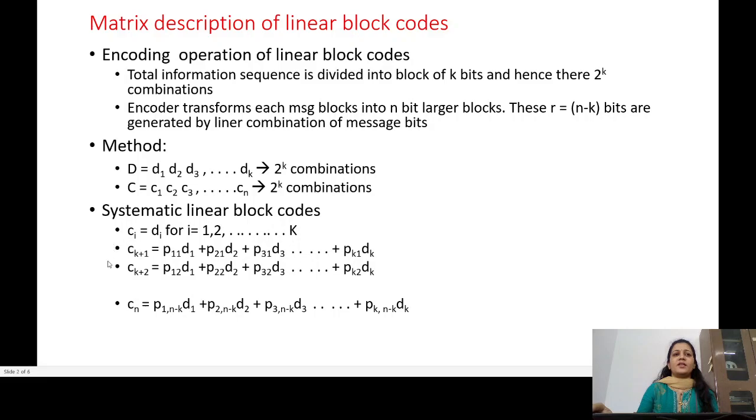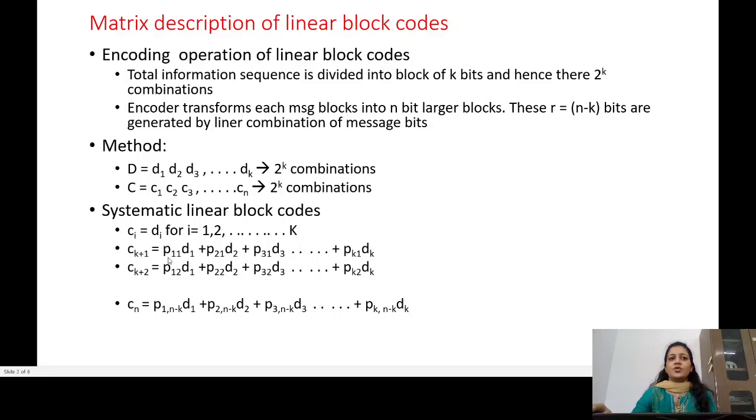In order to generate the remaining check bits, that is Ck plus 1 up to Cn, we will be using these algebraic equations. Everywhere you can see that for generation of Ck plus 1, we will be using D1 to Dk. Similarly, for generation of Ck plus 2, we will be using D1 to Dk, and for generation of Cn also we will be using D1 to Dk. But these data bits are multiplied by some coefficient value.